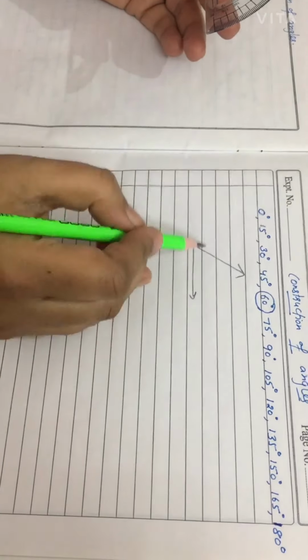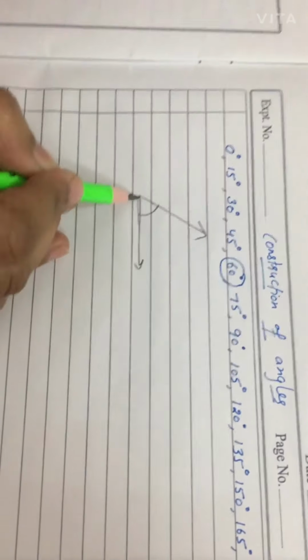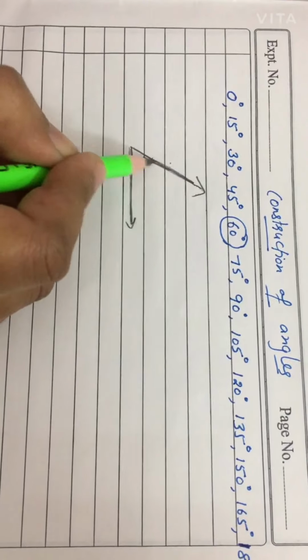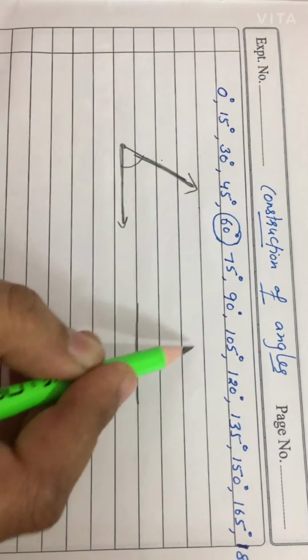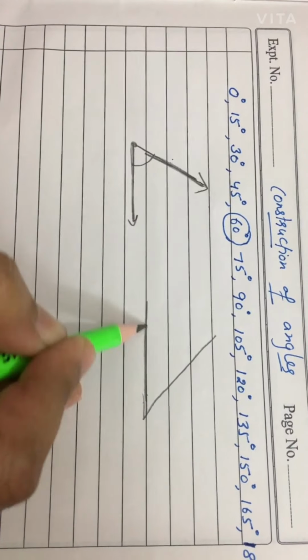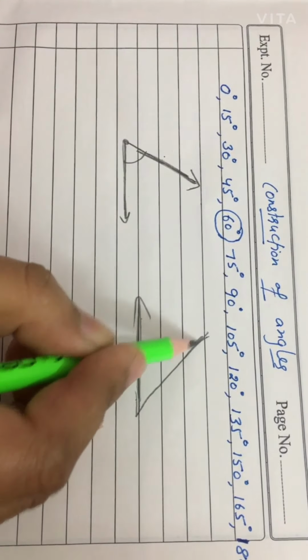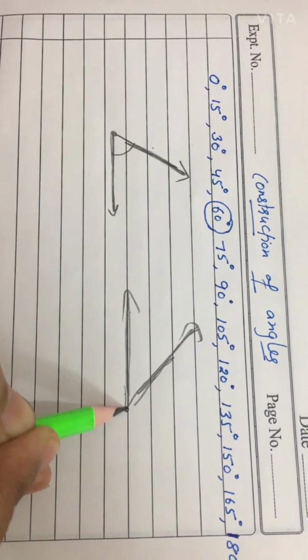You know this is an angle. These are called the arms. This is called the vertex. If we are making the angle like this, then these are called the arms, and this is called the vertex.